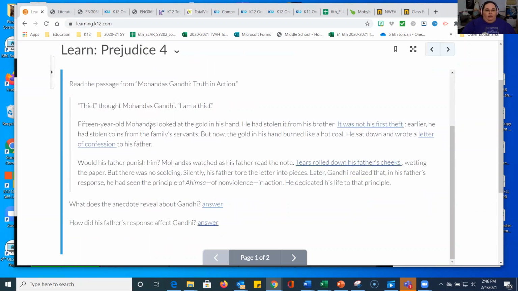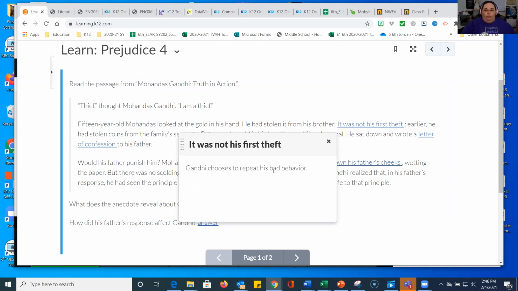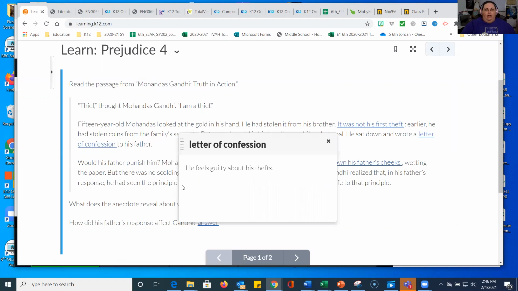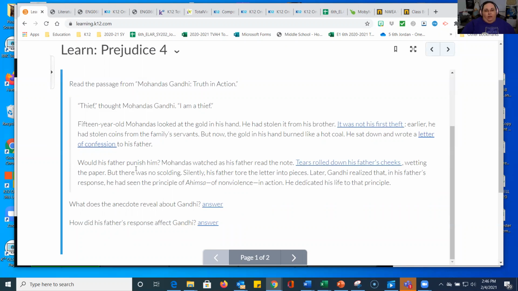Thief, thought Mahatma Gandhi, I am a thief. 15-year-old Mahatma looked at the gold in his hands. He had stolen it from his brother. It was not his first theft. Earlier, he had stolen coins from the family servants, but now the gold in his hand burned like hot coal. He sat down and wrote a letter of confession to his father. Would his father punish him?